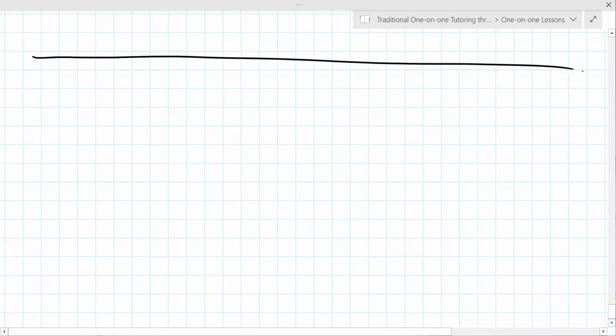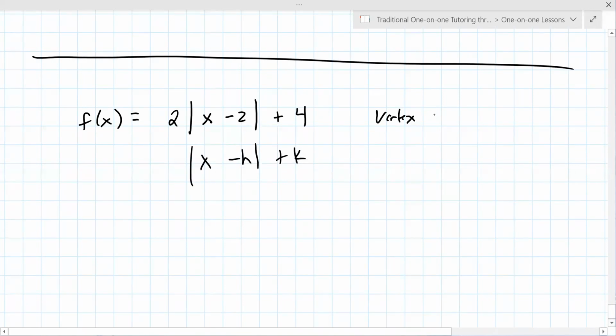So now let's have you try a problem here. Let's say f of x equals 2 absolute value of x minus 2, plus 4. Can you give me the vertex on this? 2 and 4. As a reminder, it's x minus h. Yep, it's that easy to mess it up. Now the nice thing is that the 2 doesn't impact your range. So give me your range, because that's really what we care about.